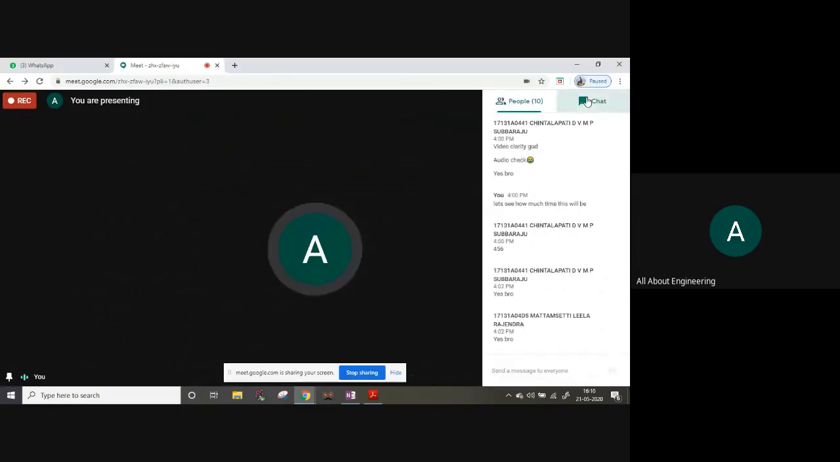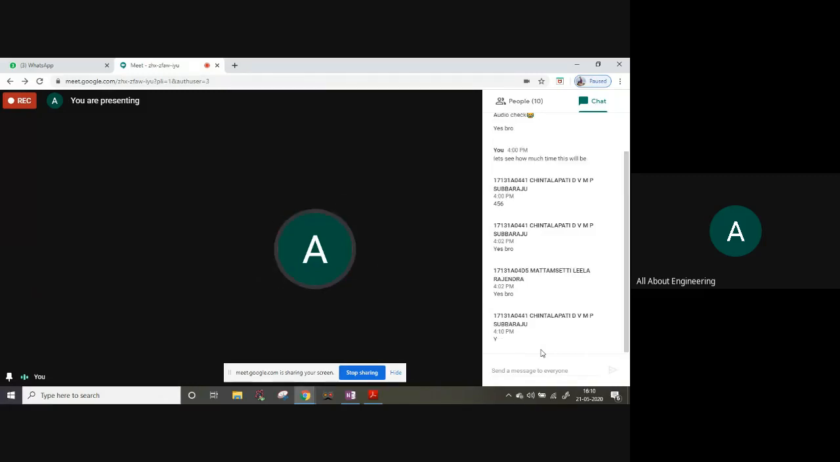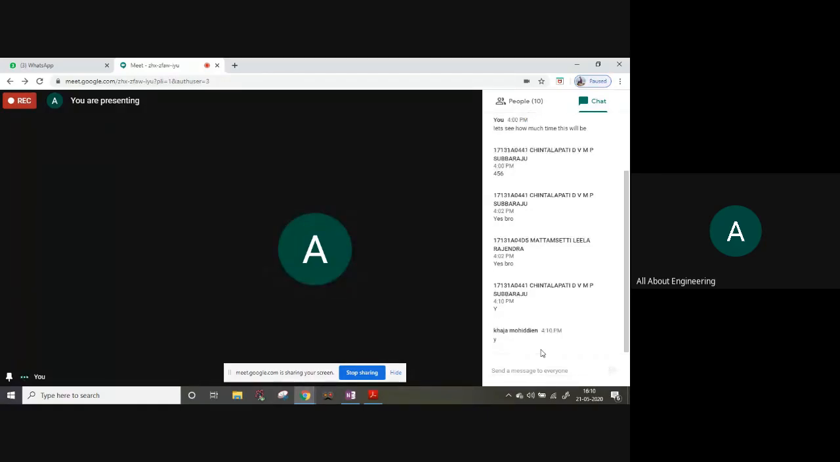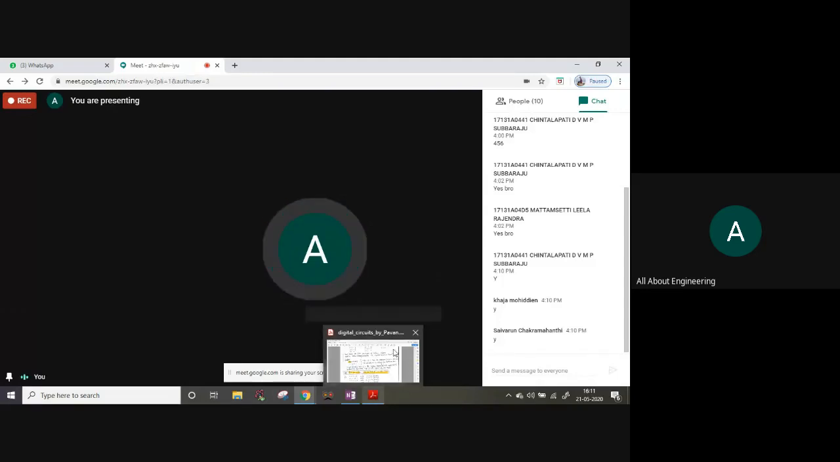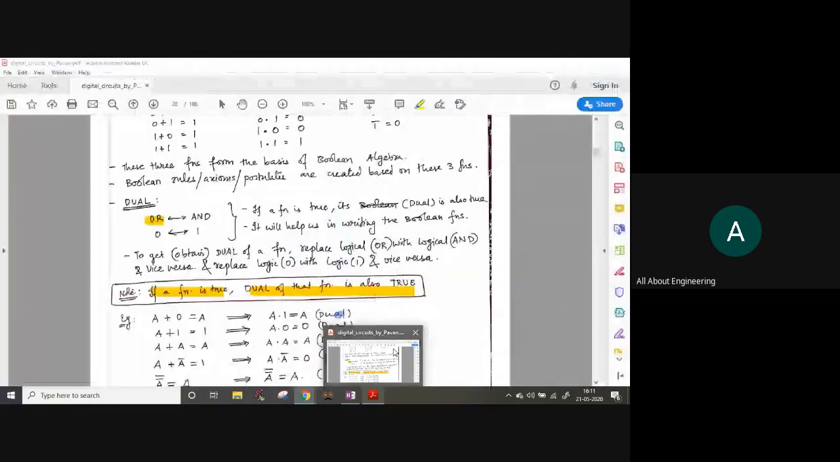Did you get what is meant by self-dual functions? Please comment if you understood about self-dual functions. You comment yes or no, or if you want I can repeat that point again. Are you clear with self-dual functions? Yes. Okay, 3 of you replied. Okay, enough. At least you 3 are following, right? Okay, that is about self-dual functions.